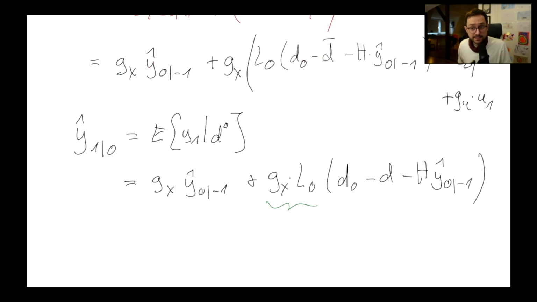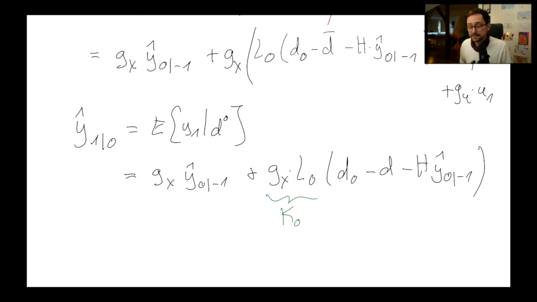And this over here has a special name. It's actually very often denoted by a K or K0, which is the so-called Kalman gain. This allows us to forecast tomorrow's state just based on yesterday's forecast and today's observation. Right here, I can forecast tomorrow's state given information of today. And what do I need for this? I need yesterday's forecast and today's observation.